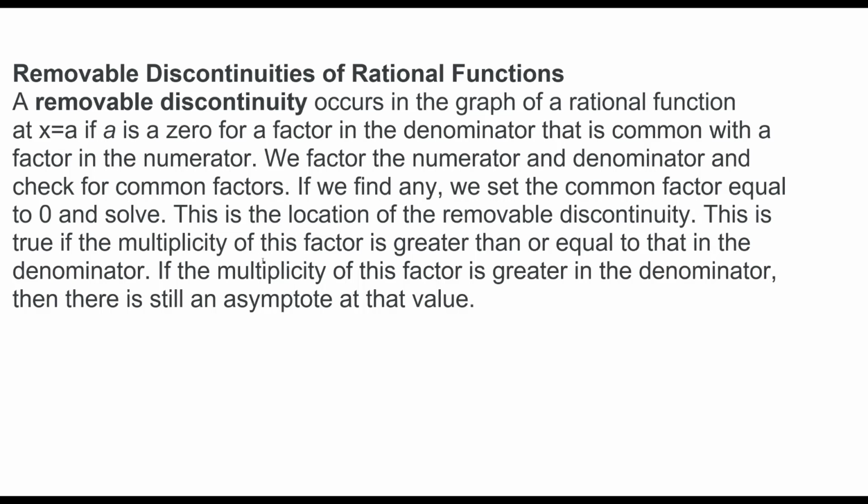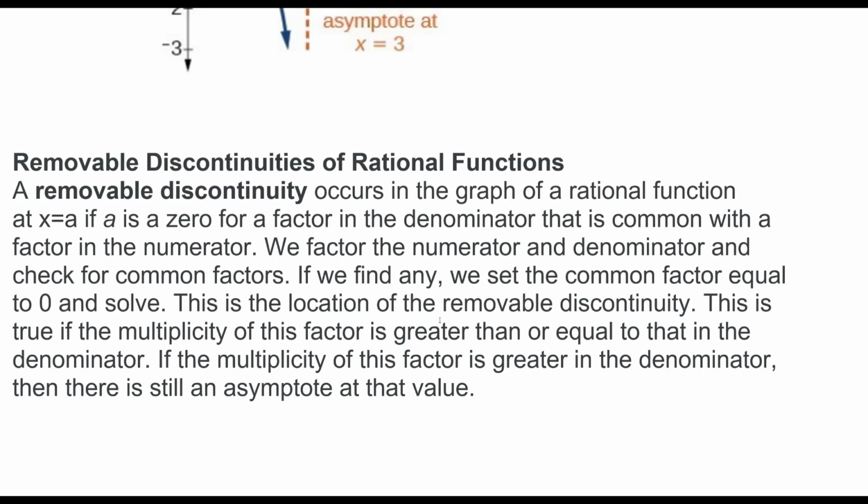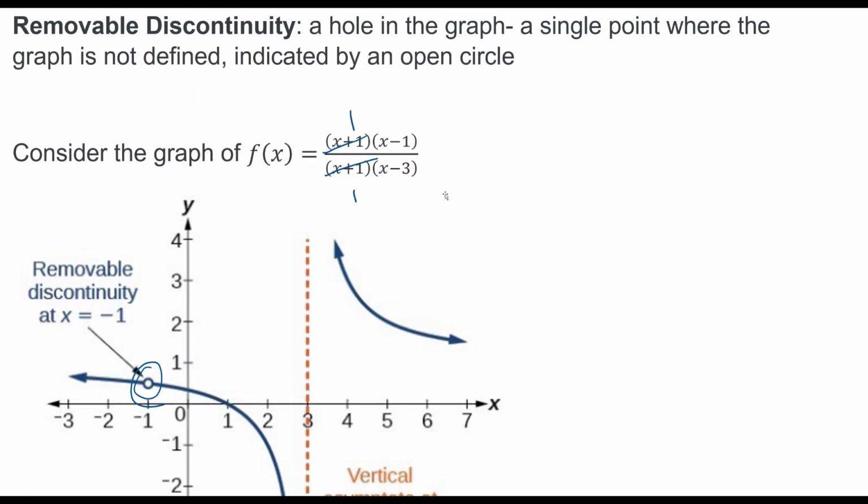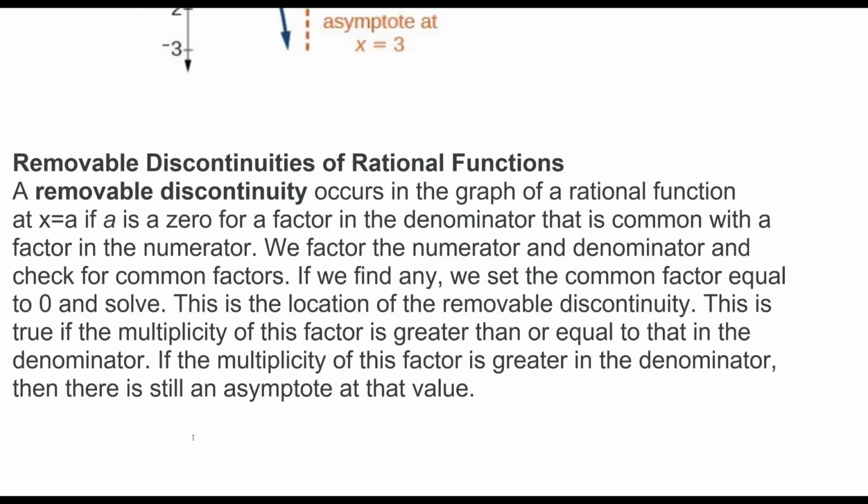This is true if the multiplicity of this factor is greater than or equal to that in the denominator. If the multiplicity of the factor in the numerator is greater than in the denominator, then there's still an asymptote. So, like in this last one here, if this was (x plus 1) squared down below, you'd still have an asymptote because only one of them went away.